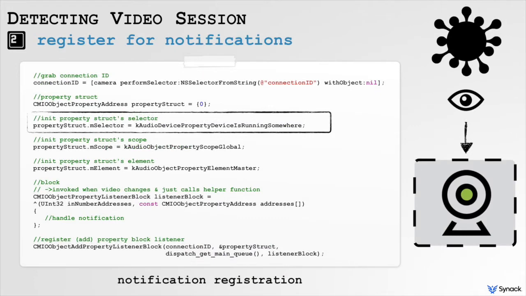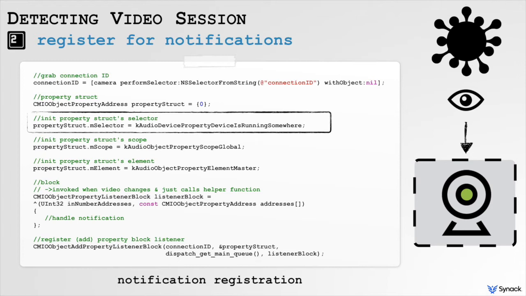Okay, so now we have a reference to this camera. What we can do is register for notifications, and the notification we're going to register for is the on-off notification. We can do this via the CMIO object add property listener block. This takes a variety of parameters. It takes a connection ID, which is a private instance variable attached to the reference of the camera. But since Objective-C allows us to poke around at objects, we can get access to this private instance variable. The other thing it takes is the notification we're interested in, which is the on-off notification, and then a block of code that will be executed whenever that notification fires.